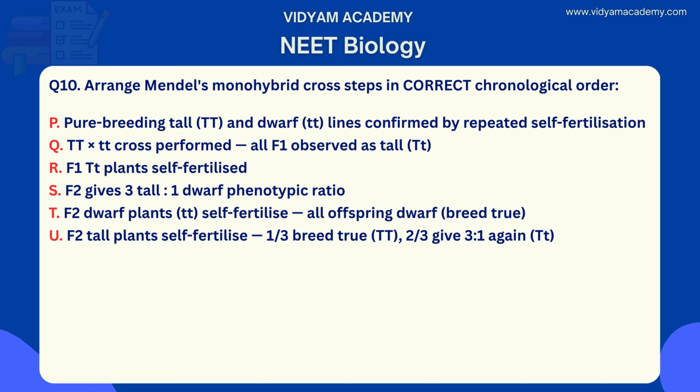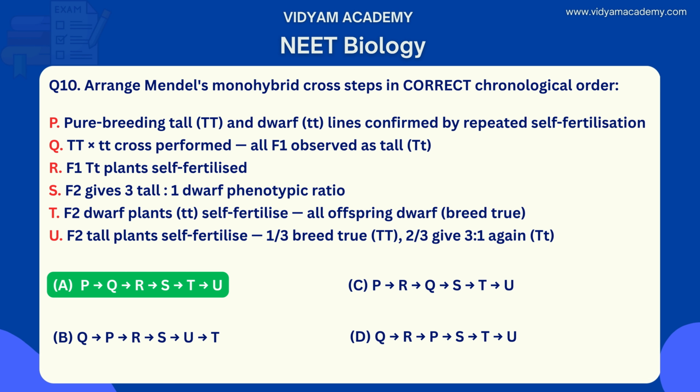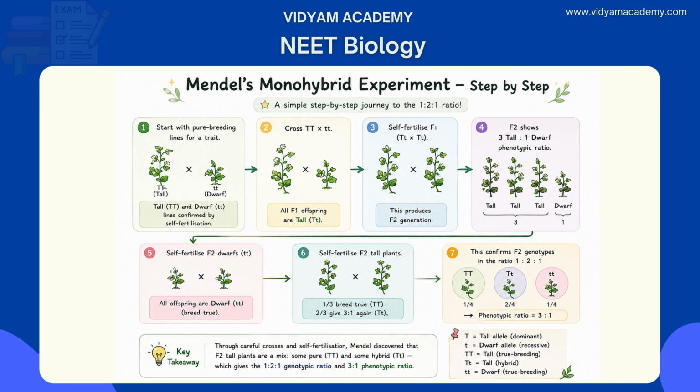So here the options are option A PQRSTU, option B QPRSUT, option C PRQSTU, option D QRPSTU. What is the right answer? Option A is the right answer here. Let's see why and how. Mendel first spent 2 years establishing pure breeding lines, P plants that produce only identical offspring on self-fertilization. Only then did he cross TT with tt, confirming the dominance in F1.